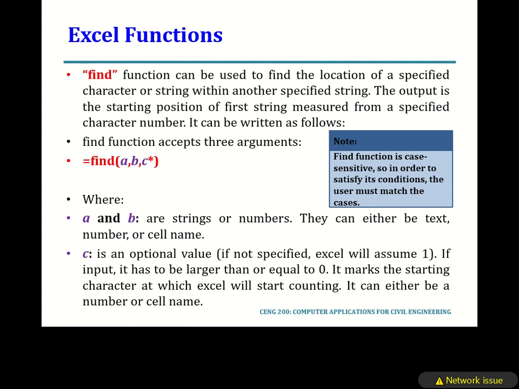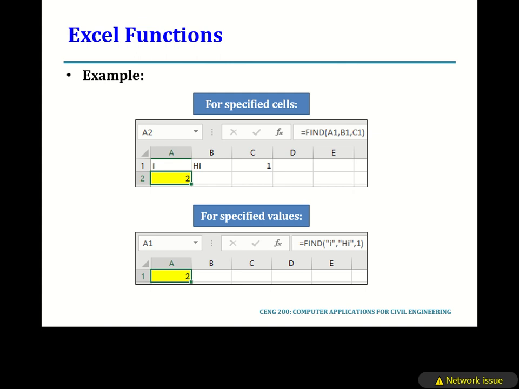Yeah, so from where you start looking at it. Okay, so I will find A1 and B1 starting from the first character. C1 is the starting point of the find. So if I put 2 here, it will start looking from the second character onwards. Got it?